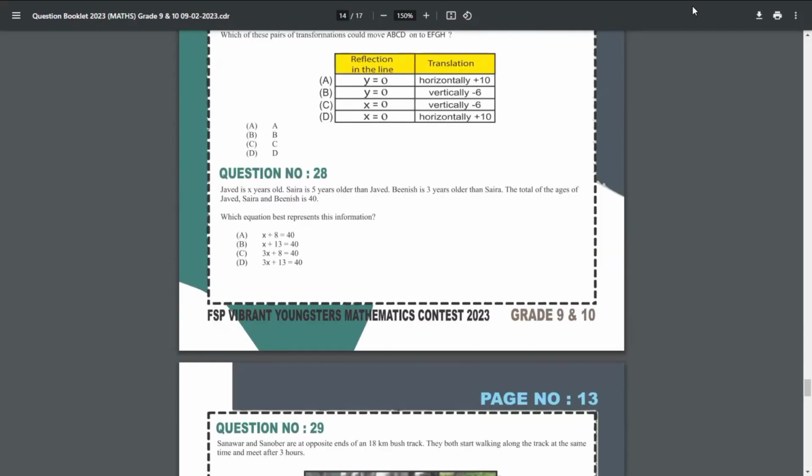Question 28. Javed is x years old. Zaira is 5 years older than Javed. Binish is 3 years older than Zaira. The total of the ages of Javed, Zaira and Binish is 40. Which equation best represents this information? So the correct option is D. 3x plus 13 is equal to 40.